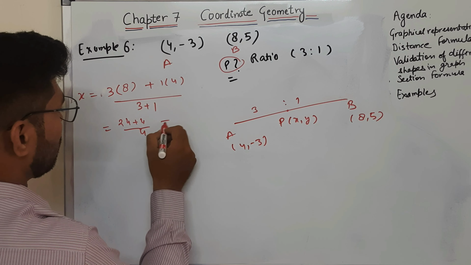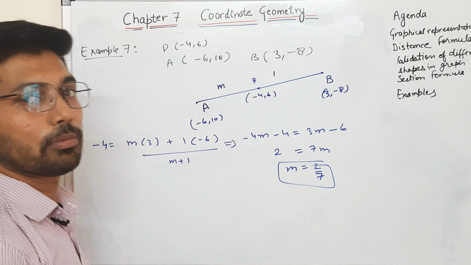AB. Now A is (-6, 10), B is (3, -8). As per the section formula, for the x coordinate, -4 is equal to (m times 3 plus 1 times -6) upon (m plus 1), which implies that -4m minus 4 is equal to 3m minus 6. If you solve it, you will get 7m, 6 minus 4 is equal to 2. So m is equal to 2 upon 7. So this is the ratio in which this point P divides this line segment.